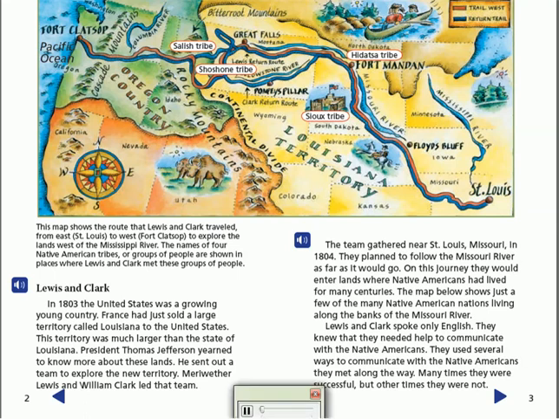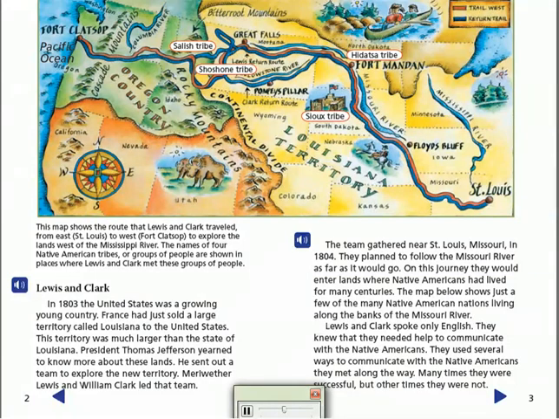This map shows the route that Lewis and Clark traveled from east, St. Louis, to west, Fort Clatsop, to explore the lands west of the Mississippi River. The names of 4 Native American tribes or groups of people are shown in places where Lewis and Clark met these groups of people.